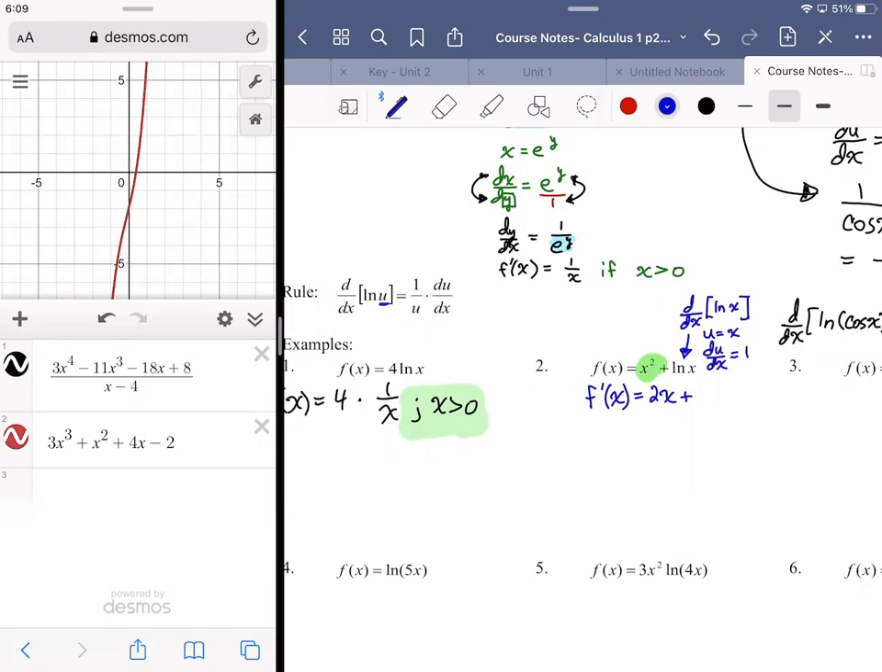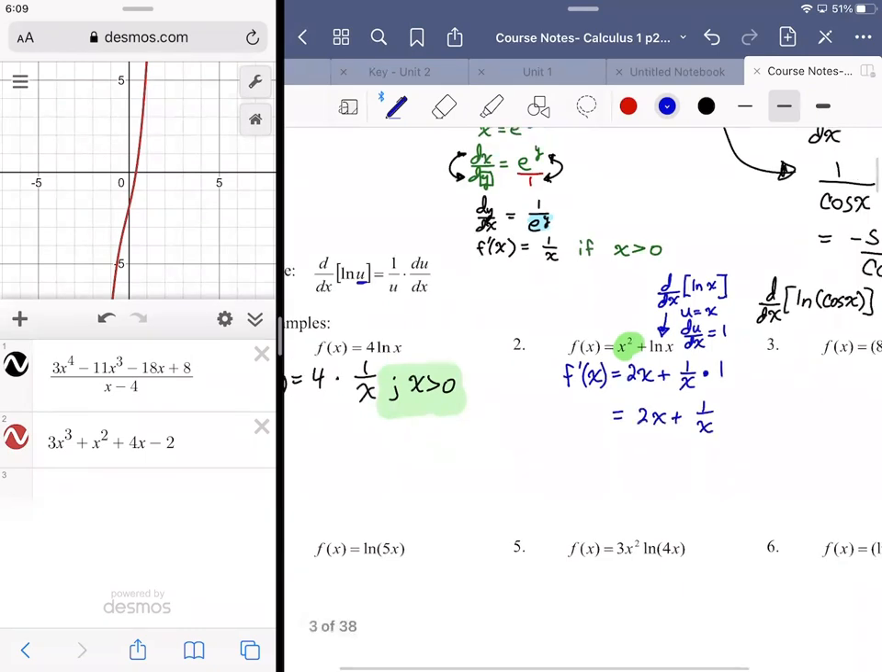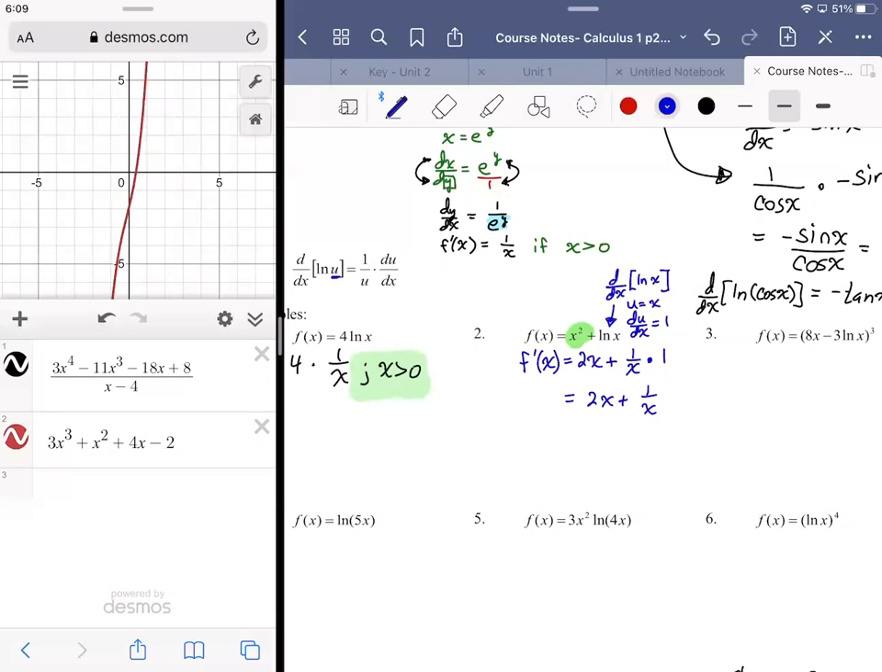But there's also the part where you just memorize it. The natural log of x has a derivative of 1 over x. But if we're following the rule, I would say 1 over u, which is x, multiplied by du/dx, which is a 1. And so we'd get 2x plus 1 over x. All right, and then simplify as needed. In this case, it's not needed.